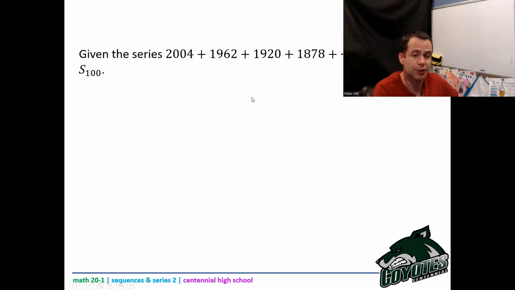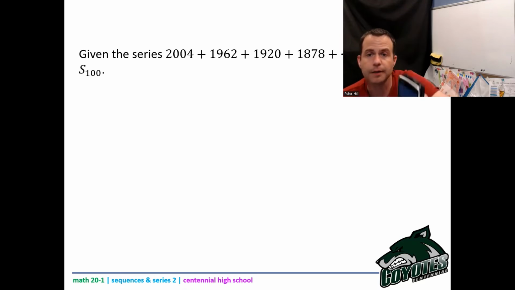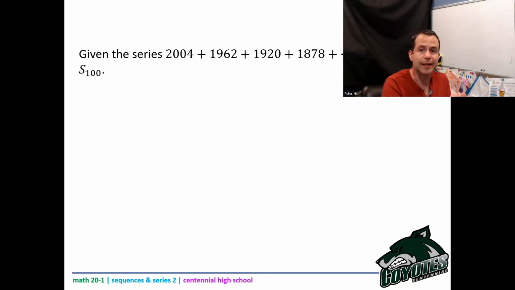Now, if I wanted to check, I can grab my nice calculator and I can go 1962 minus 2004 and I get negative 42. Well, if this is truly arithmetic, I can go 1920, subtract 1962, and I should get the same answer. And I do. They both end up being negative 42. So I know I've done good. Okay, so it's arithmetic. I know my D value is negative 42 and my T of n is not known.